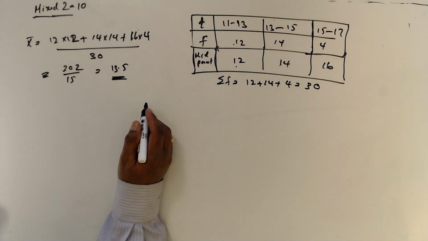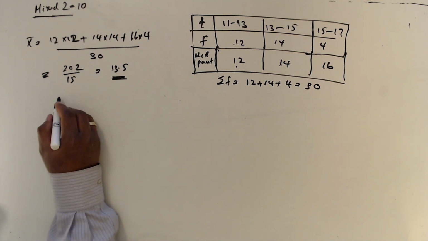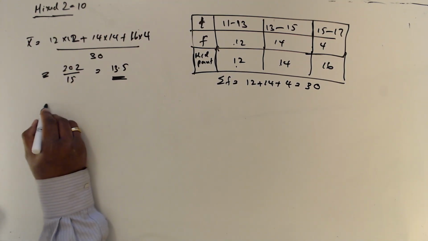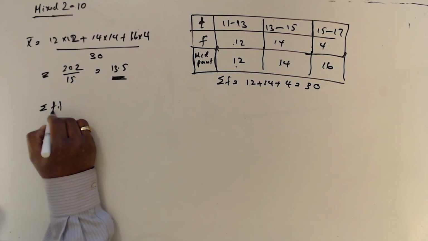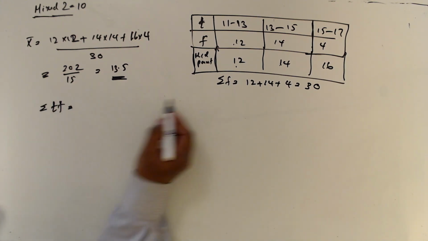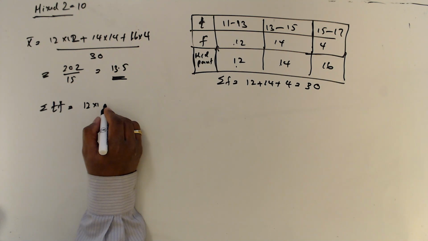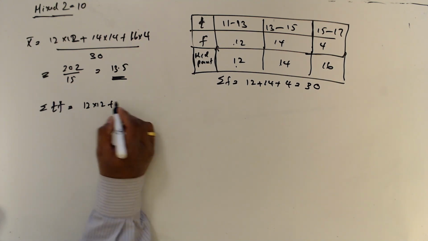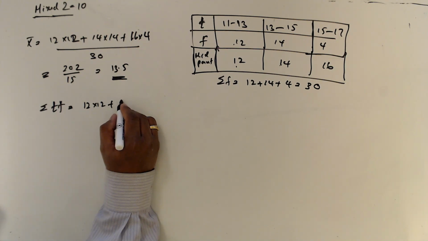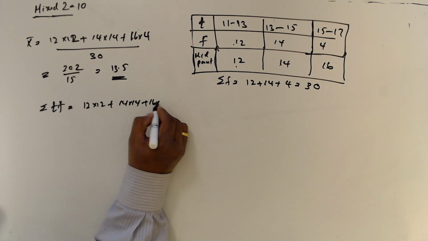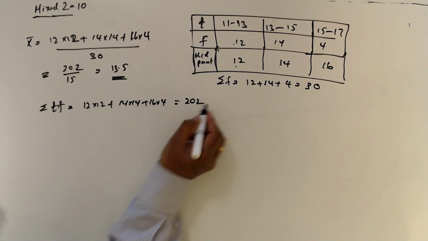Now we'll work out summation tf: 12 times 12 plus 14 times 14 plus 16 times 4, which is 202.